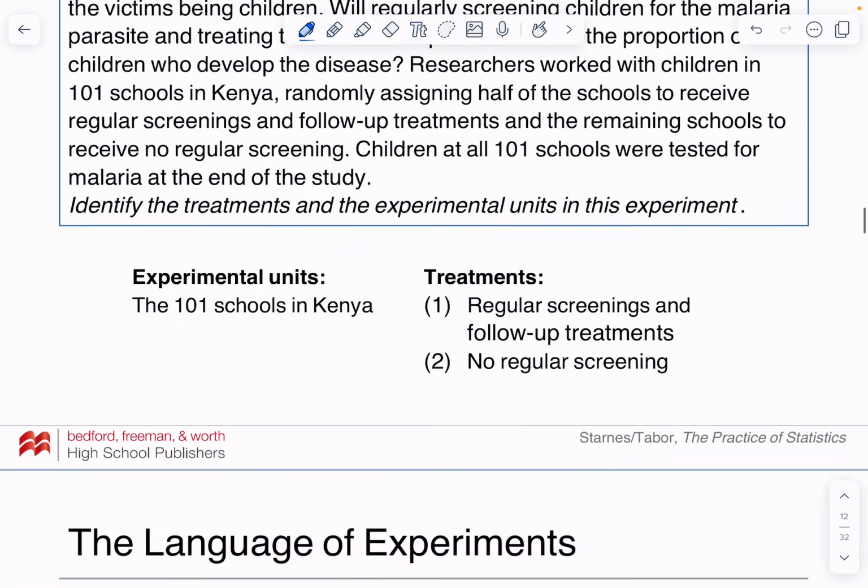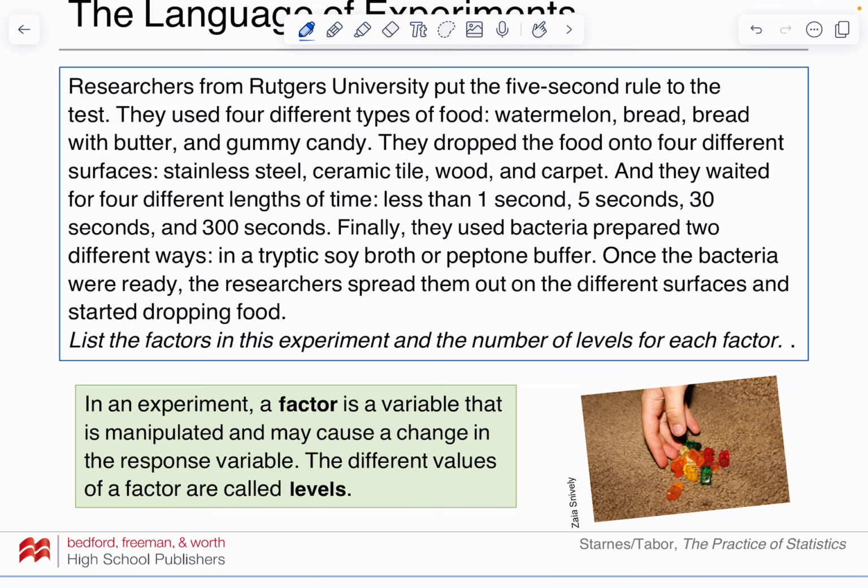Ta-da. All right. So, different example. Researchers from Rutgers University put the 5-second rule to the test. They used 4 different types of food: watermelon, bread and butter, and gummy candy. They dropped the food onto 4 different surfaces: stainless steel, ceramic tile, wood, and carpet. And they waited for 4 different lengths of time: less than 1 second, 5 seconds, 30 seconds, 300 seconds.